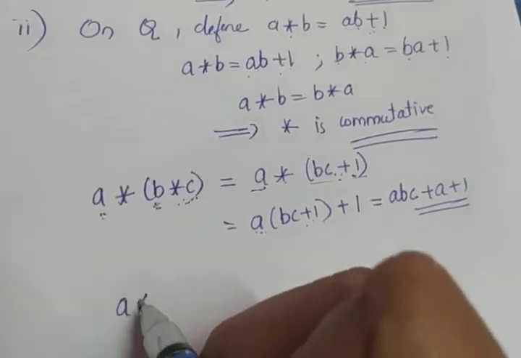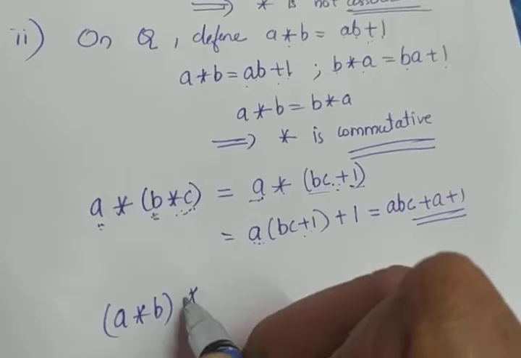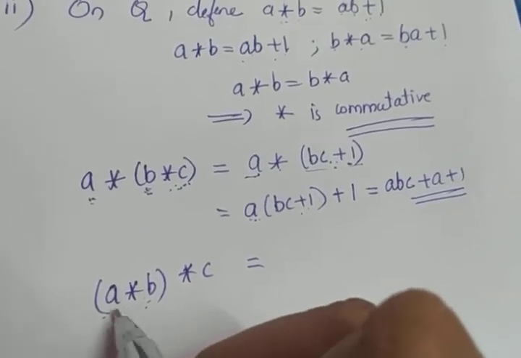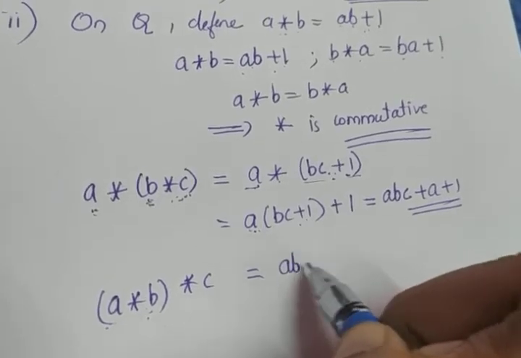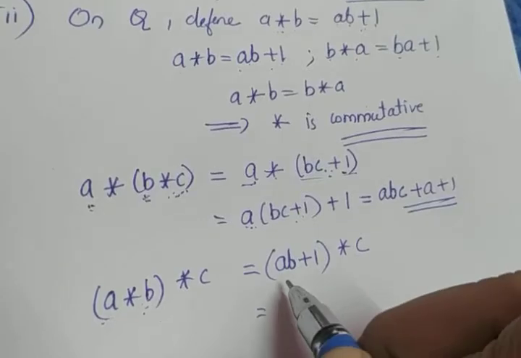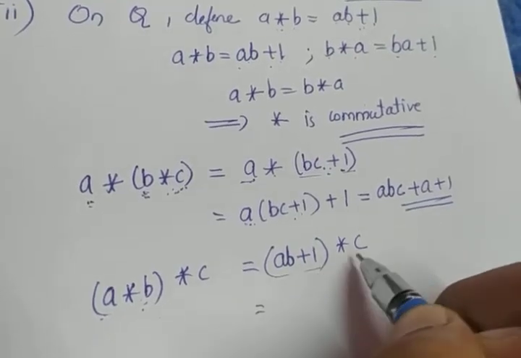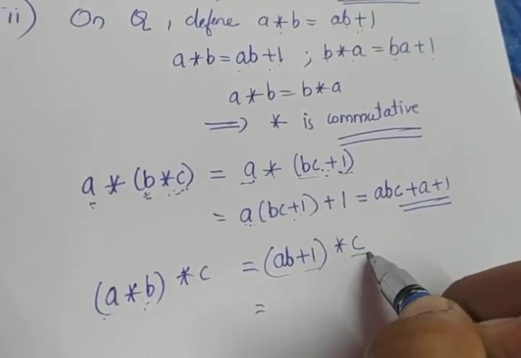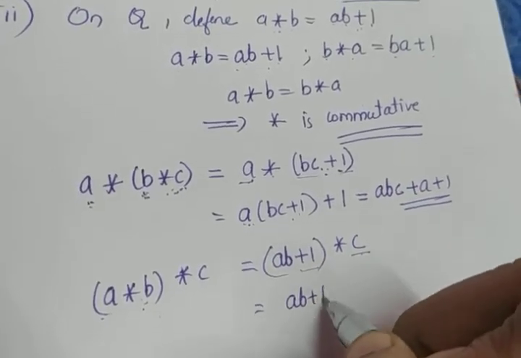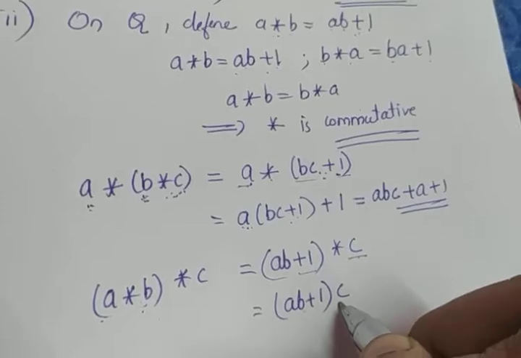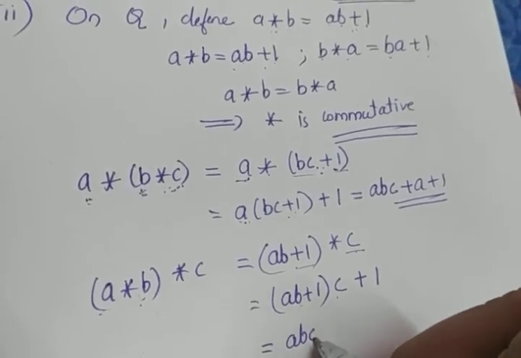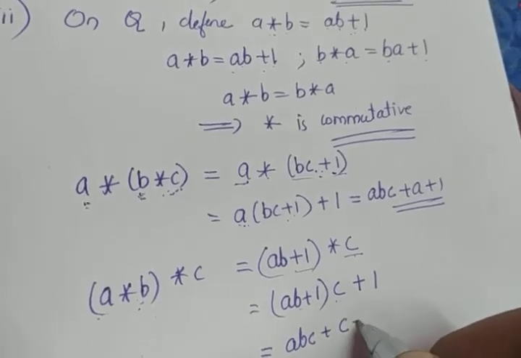Again, operate A star B star C. Okay, here also we have to do the bracketed operation first. A star B, by definition it is the product of A and B plus 1, star C. Now we have two terms. Which are the terms? AB plus 1 is a single term. C is the next term. So what we will do? We will take the product, add 1. So AB plus 1 into C. That's the product of these two terms, plus 1. If I open the bracket, what do I get? ABC plus 1 into C gives you C, plus 1.